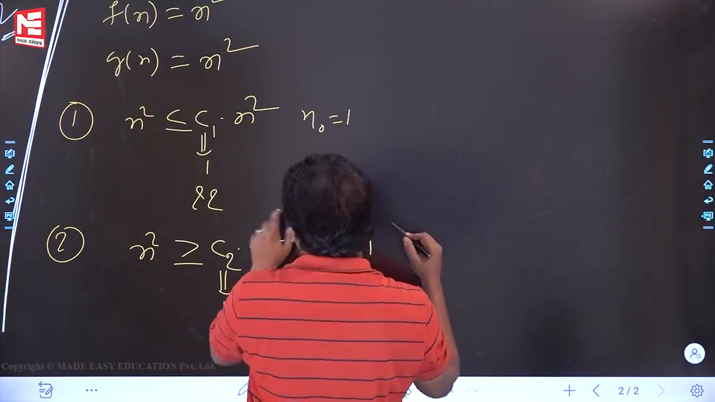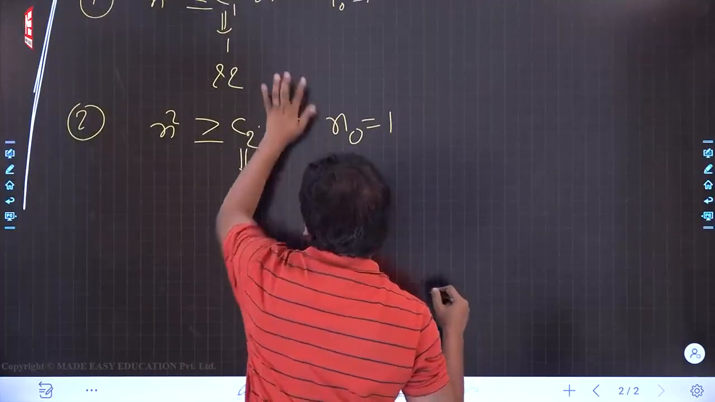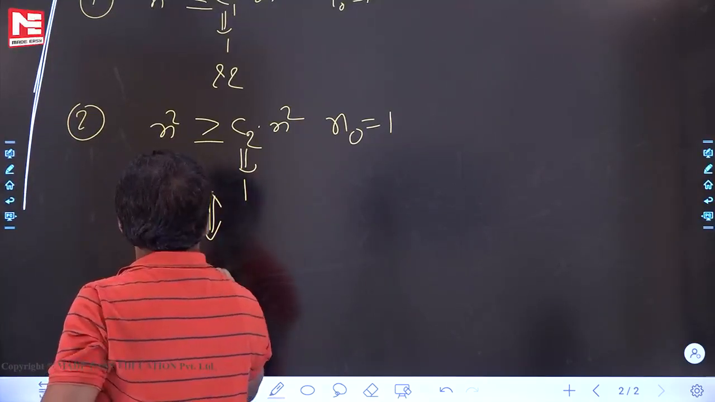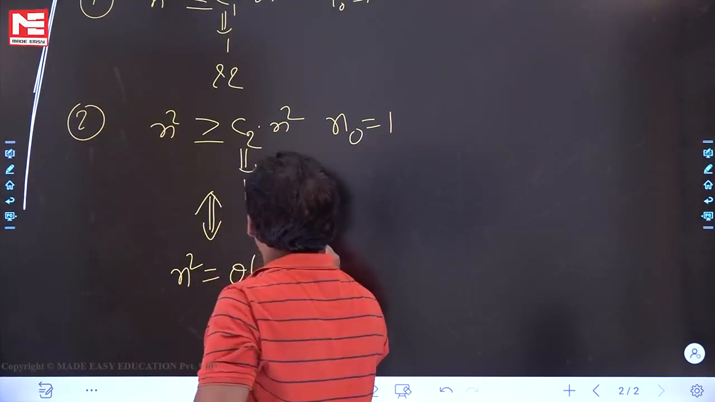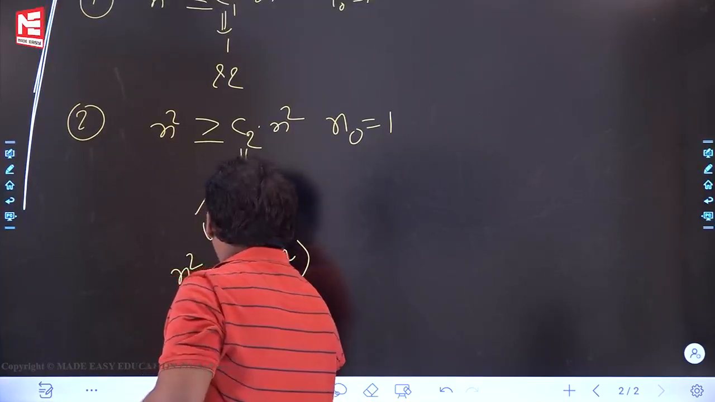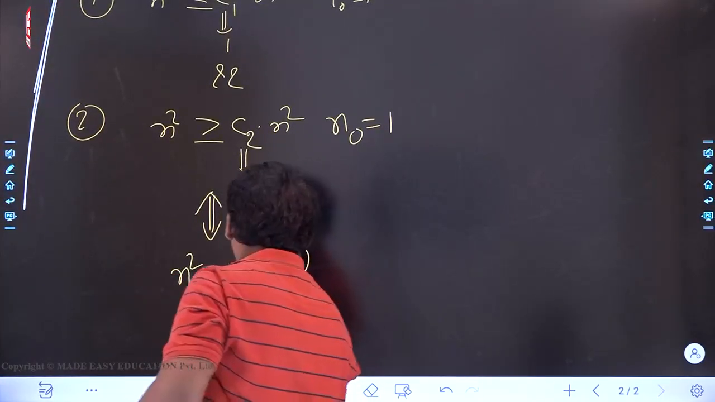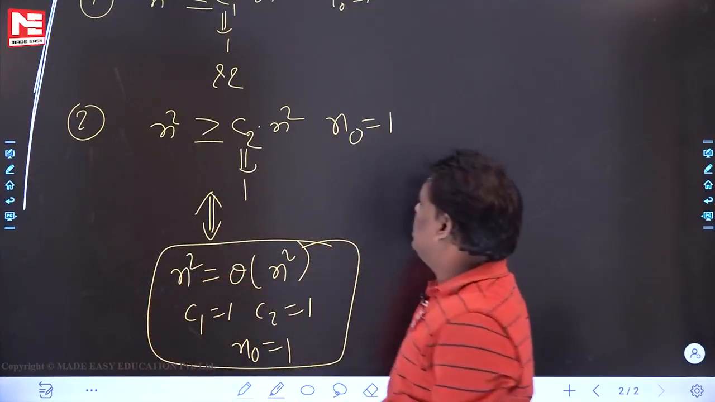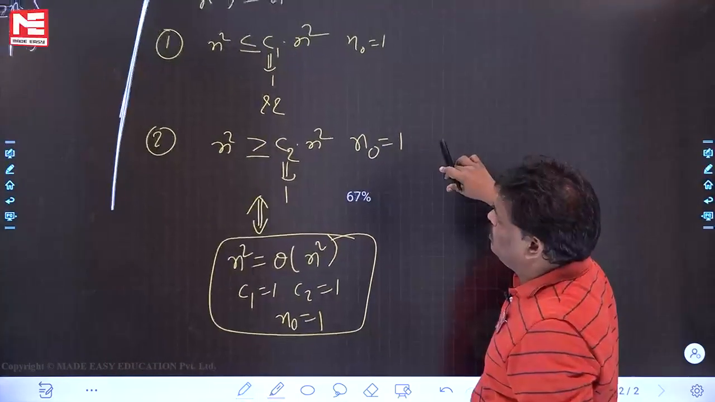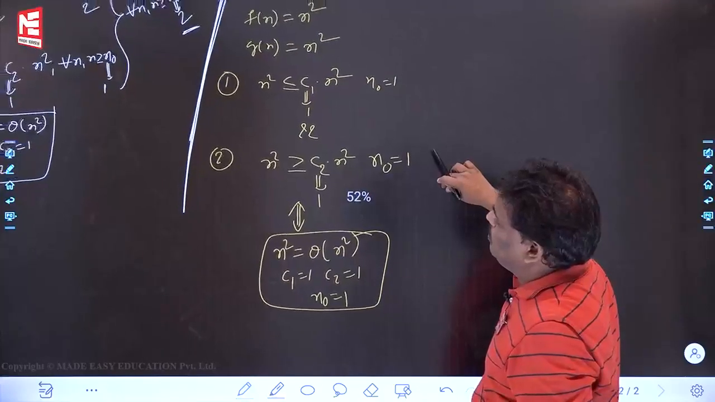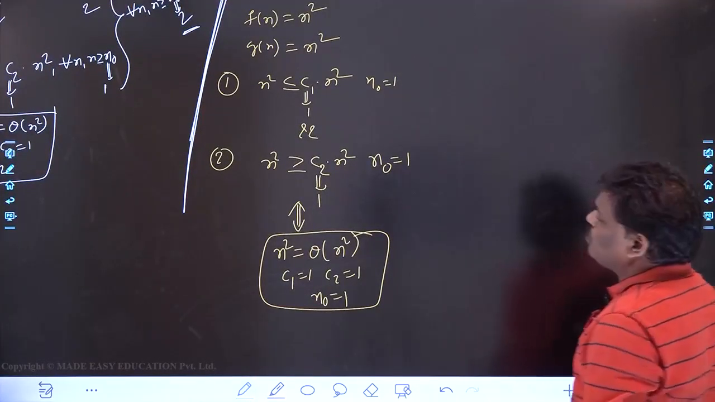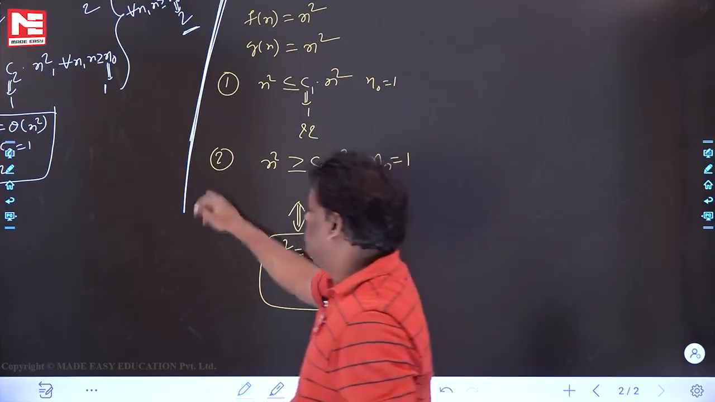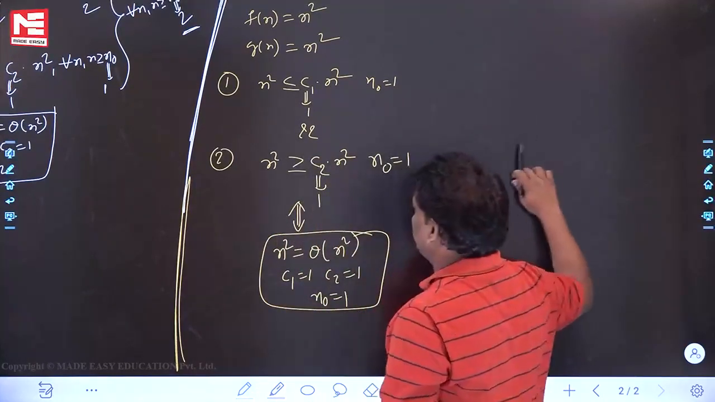Big O omega possible. Can you say what is the final conclusion? Big O possible, omega possible. Final conclusion is this one. What is the answer? N square is theta of n square. What is the C1 value? 1. C2 value? 1. What is the n0? 1. Right? That is the third example. See carefully. F of n square, g of n square, big O possible, omega possible between them. Then I can say theta possible. Fine. Let's go to the next one.